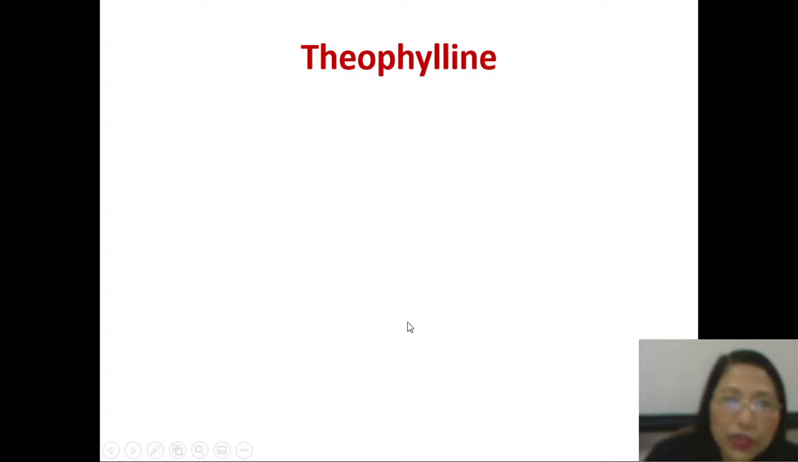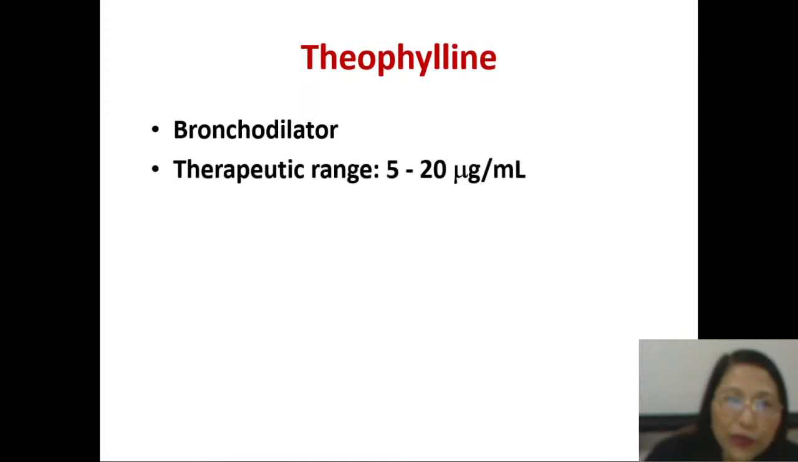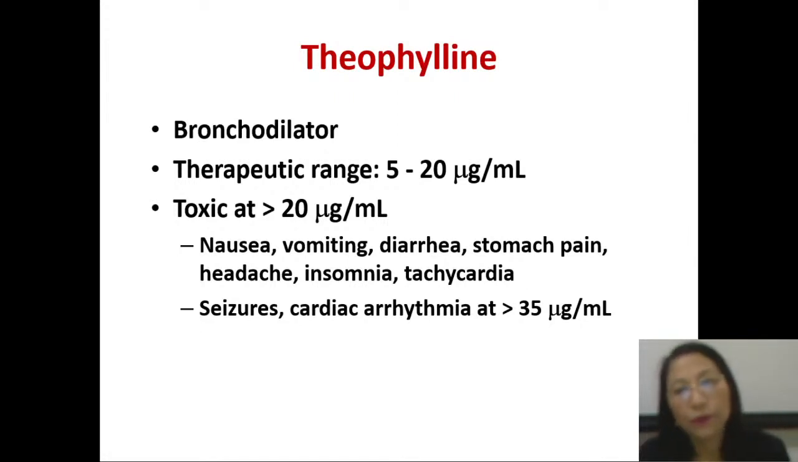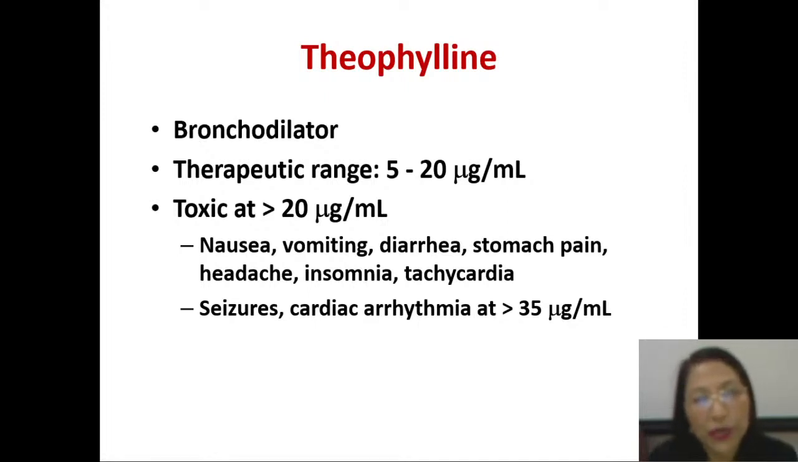Some of the examples of drugs which require therapeutic drug monitoring include theophylline, which is a bronchodilator used in bronchial asthma. The therapeutic range is 5 to 20 microgram per ml, and it becomes toxic at levels more than 20 microgram per ml. So the patient may experience nausea, vomiting, diarrhea, stomach pain, headache, insomnia, and tachycardia when the levels go above 20 microgram per ml. And at levels above 35 microgram per ml, there can be seizures or cardiac arrhythmias, and so you have to maintain the level within 5 to 20 microgram per ml for theophylline.